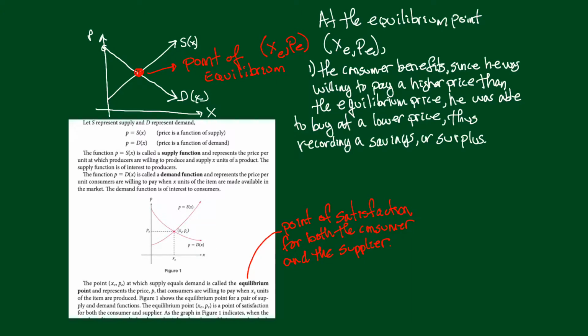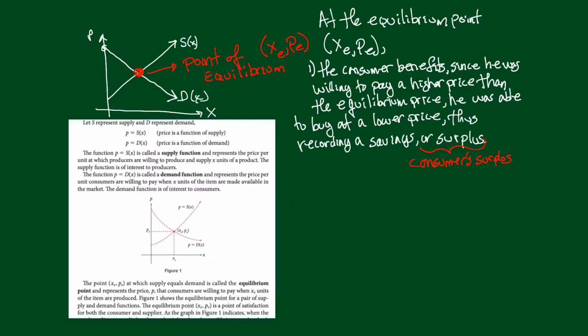Now at this equilibrium point, the consumer benefits. Since he was willing to pay a higher price than the equilibrium price, he was able to buy at a lower price and record a savings. Let's just see that. So look back over here on the graph. Here's the equilibrium price. Now, back over here, the price is higher, and this is a consumer, right? Because this is the number demanded by the consumer. So the consumer was willing to pay here, but the consumer got it for here. So he really had a savings.